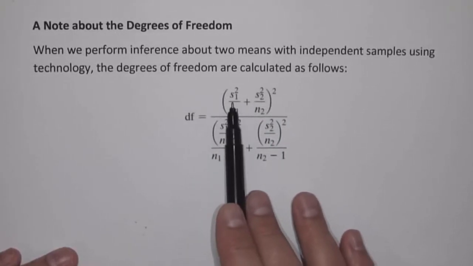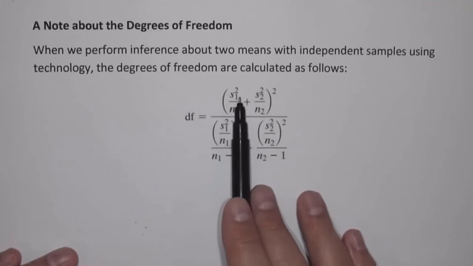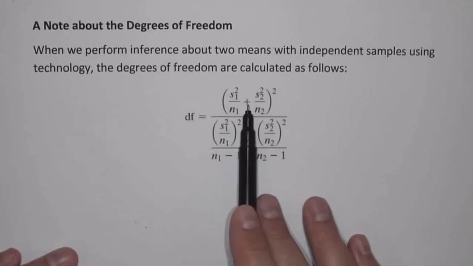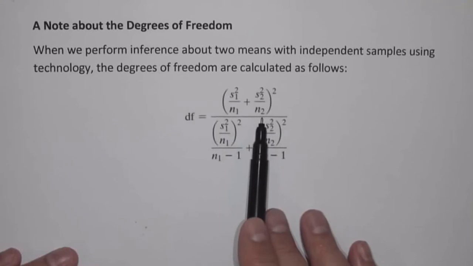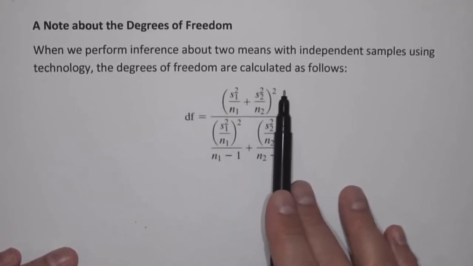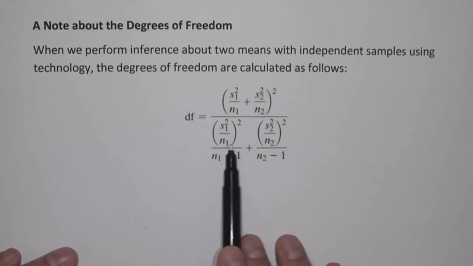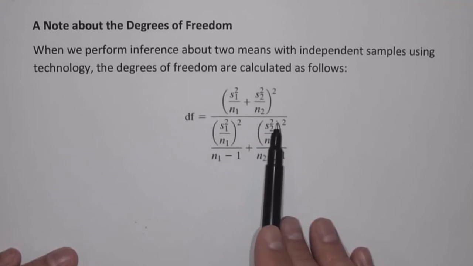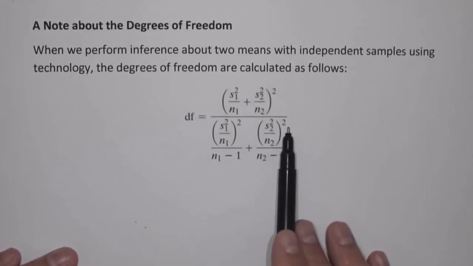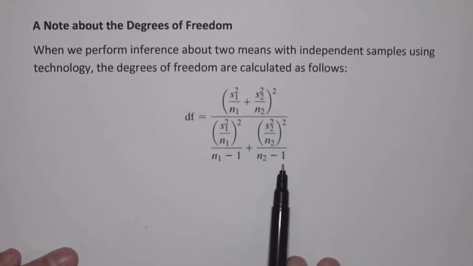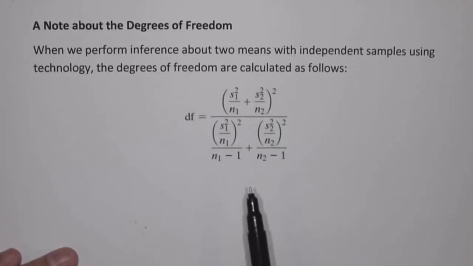So the degrees of freedom is calculated by taking s sub 1 squared over n sub 1 plus s sub 2 squared over n sub 2, and then we square that, and then we divide that by s sub 1 squared over n sub 1, squared, over n sub 1 minus 1, plus s sub 2 squared over n sub 2, all squared, divided by n sub 2 minus 1. If we were to do that, we would get the degrees of freedom of 37.703271103 that the calculator obtains.